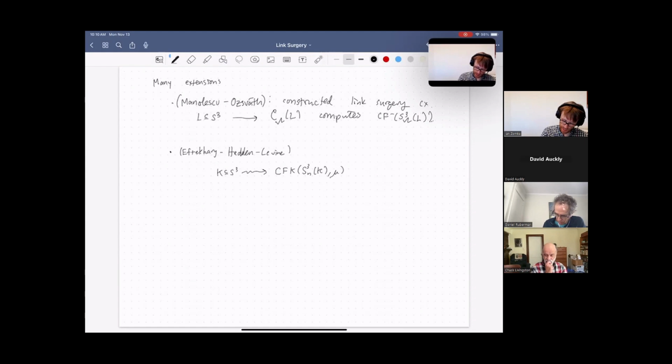So if I have my knot K here, what this is going to compute is the knot Floer homology of this meridian inside of the Dehn surgery. So this little meridian that's mu there.